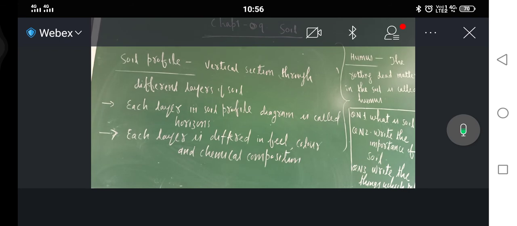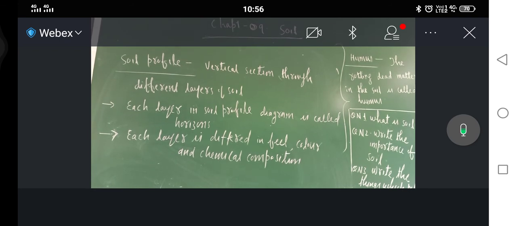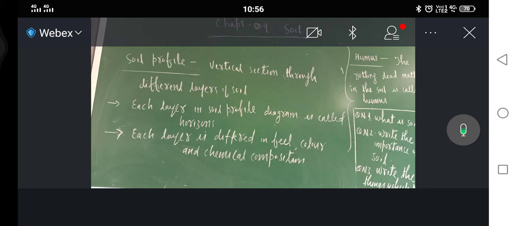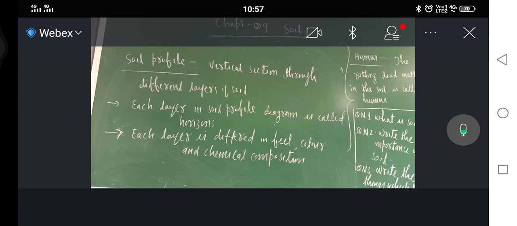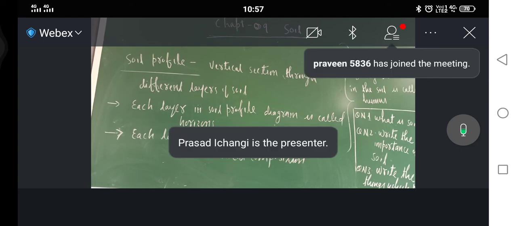Okay. So now what I am going to teach you is soil profile. What is the difference between layers of soil and soil profile? Just see. In the layers of soil, whatever layers were there, their vertical section is called soil profile. So what I wrote there, vertical section through different layers of soil is called soil profile. Are you getting my point?